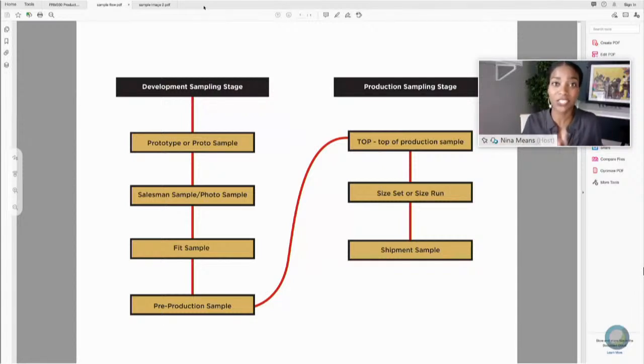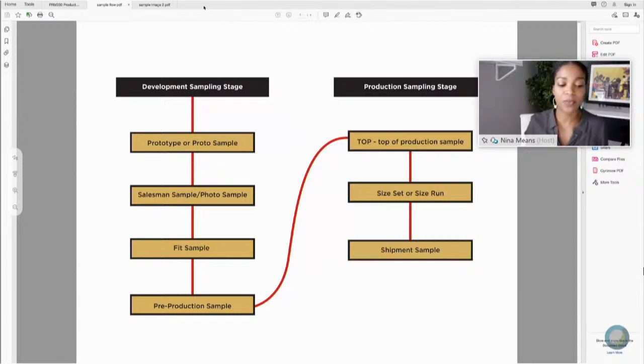Top of production needs to look like exactly what you want to sell. End of story. Exactly what you want to sell. So by the time you get to shipment, it needs to be like, okay, we did it, and check off that final checkbox. The customer should be happy, the buyer should be happy.